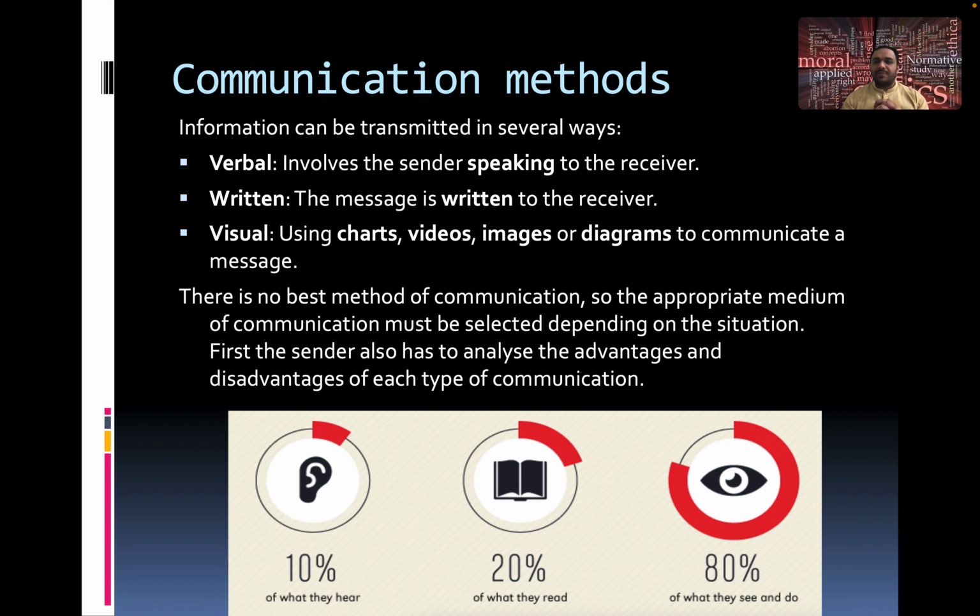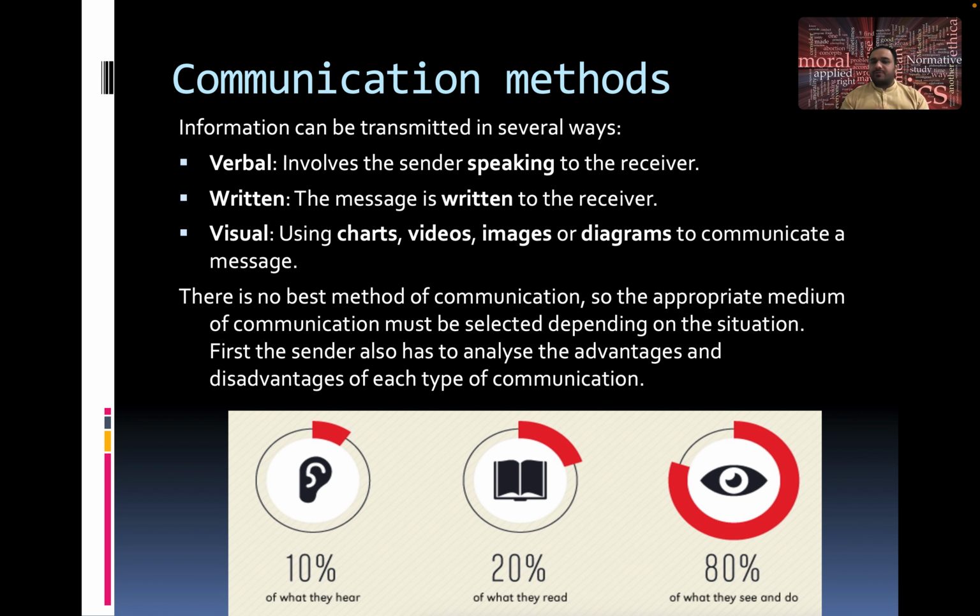Written communication, the message is written to the receiver. When we are giving some kind of documents to the people, some kind of written proofs, some emails, some messages, any written proof is written communication. Visual is using charts, videos, images or diagrams to communicate a message. Right now what you are doing is visual communication.